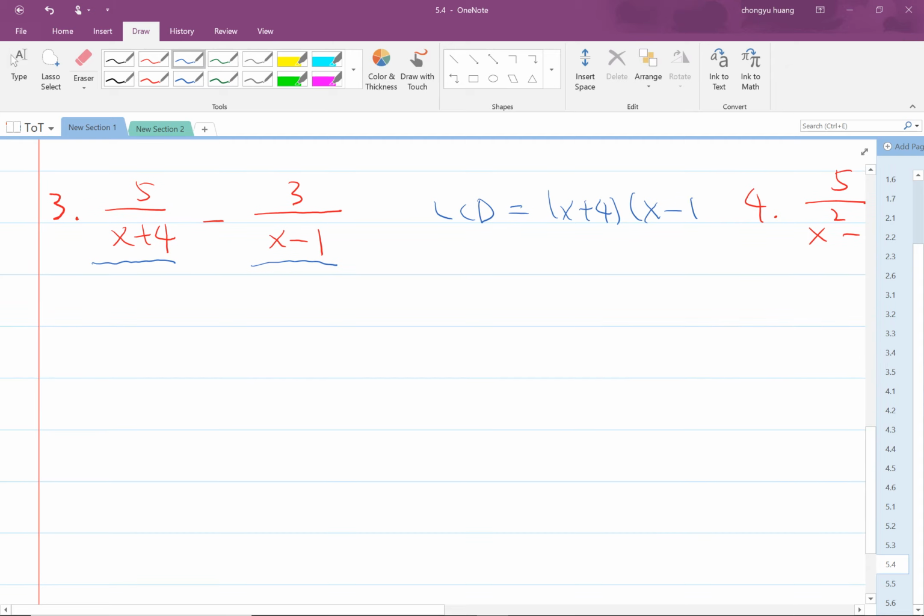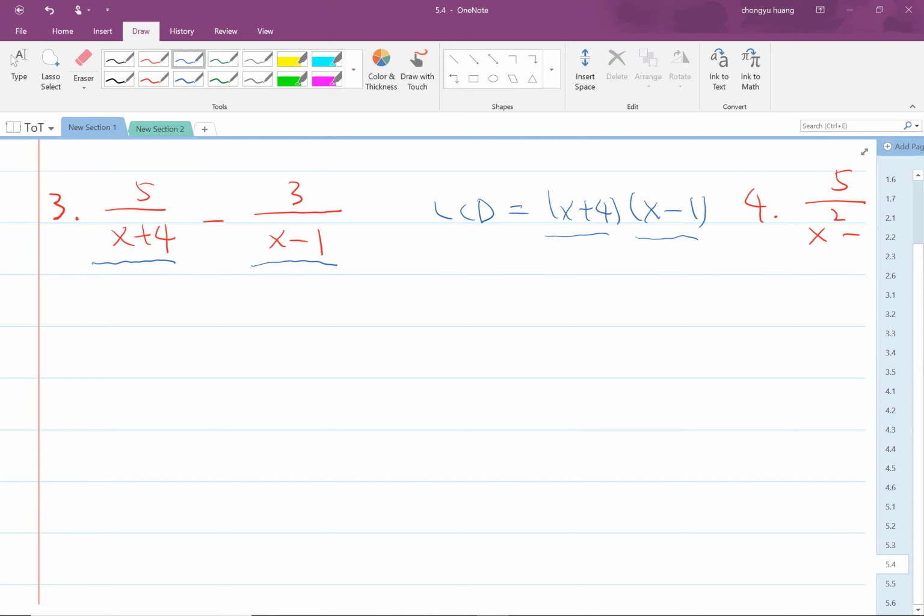You may ask me why. Because you can see between x plus 4 and x minus 1, there's nothing in common, right? As I mentioned before, if there's nothing in common, the easiest way is just to multiply them together. So that's our least common denominator for question 3.